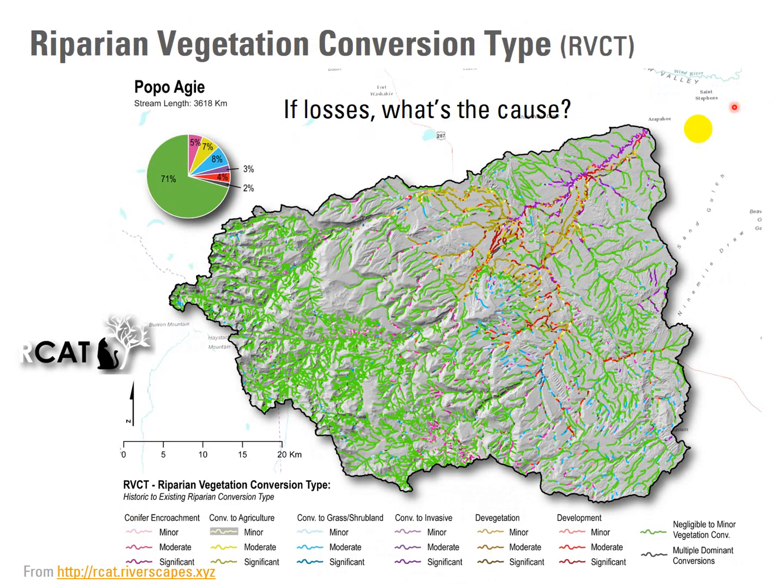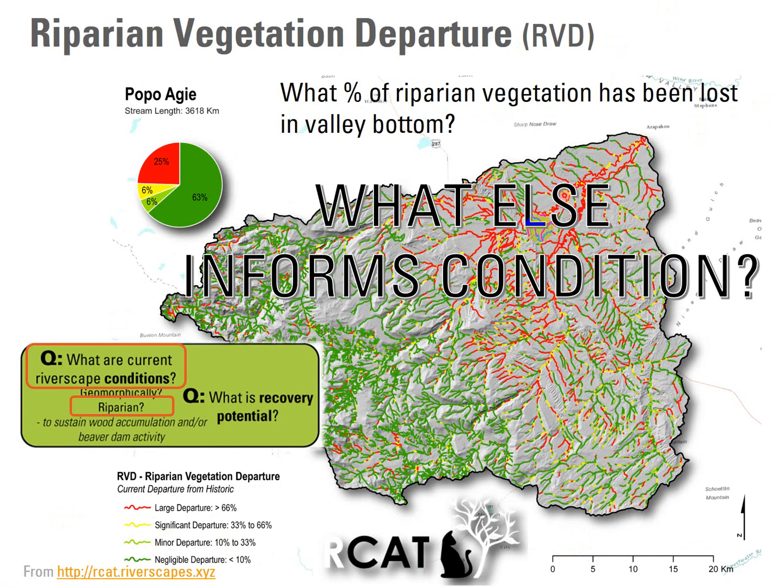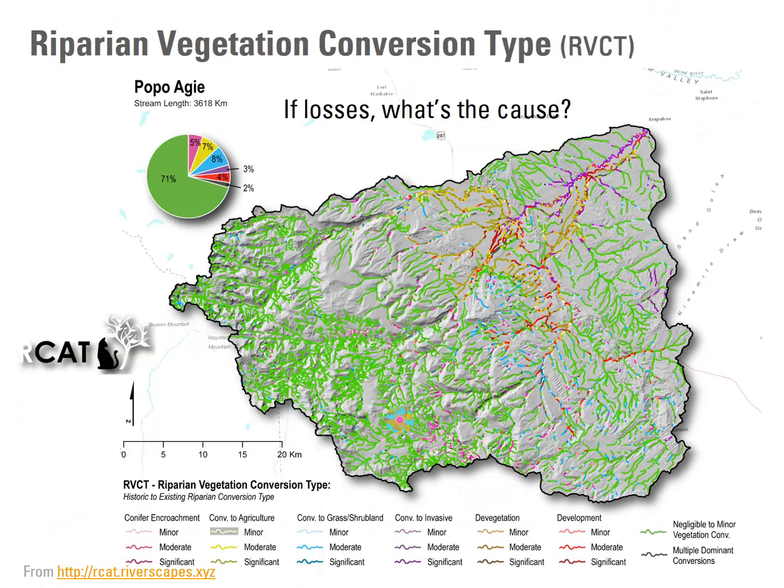And so we have this other map, which is the riparian vegetation conversion type. If I was just to look at riparian conditions in this part of the basin, it looks like I've got a bunch of poor and then a bunch of good here in those upper headwaters. Well, the areas that are green are areas with negligible to minor vegetation conversion. All these other colors represent, well, what caused that?